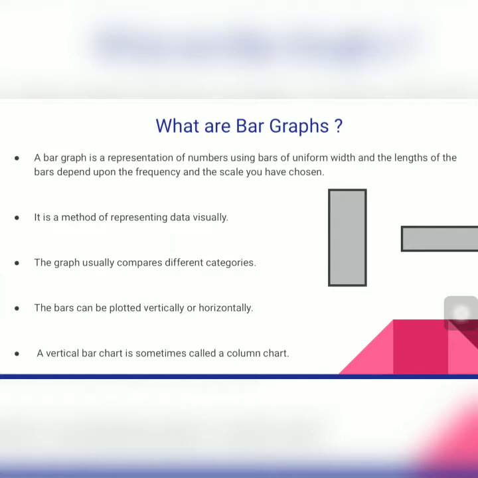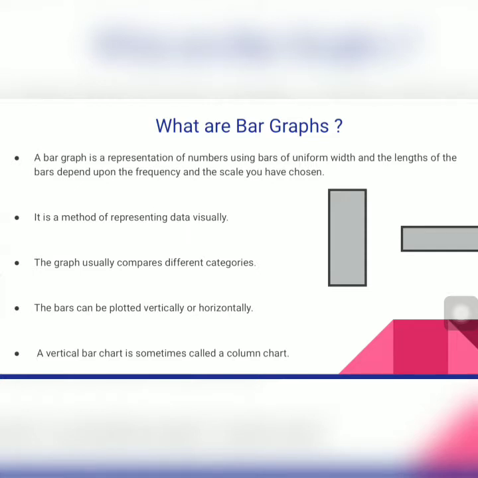A bar graph is a representation of numbers using bars of uniform width, and the length of the bars depends upon the frequency and the scale you have chosen. Whenever we need to represent a certain number or value, we use bars, and that value depends upon the frequency. Frequency is the number of times a particular number or value has repeated itself.